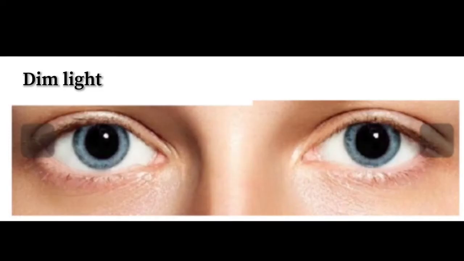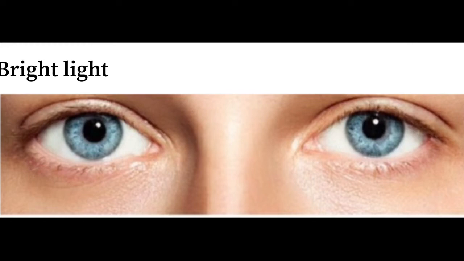The first picture is taken in dim light. The size of the pupil is larger here. The second picture is taken in bright light. The size of the pupil is small here. Why? In dim light, due to the low amount of light, the pupil size becomes larger. In bright light, due to the excess amount of light, the pupil becomes small.